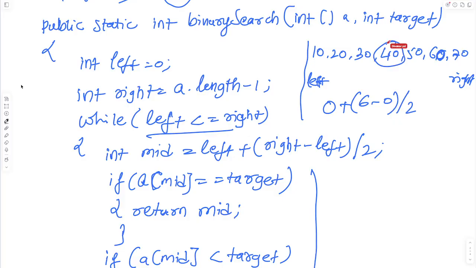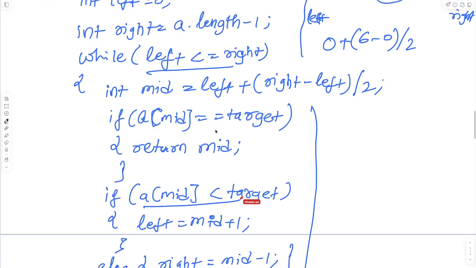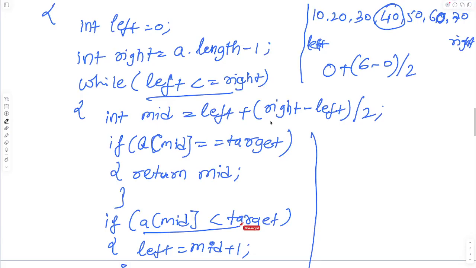Then we'll check if array of mid is equal to target, which is not. Then we'll check if array of mid is less than target, then we'll go to the left, and if it is greater than target, which is our case, we go to the right. In this case, left will be moved here, which is 50, left and right.